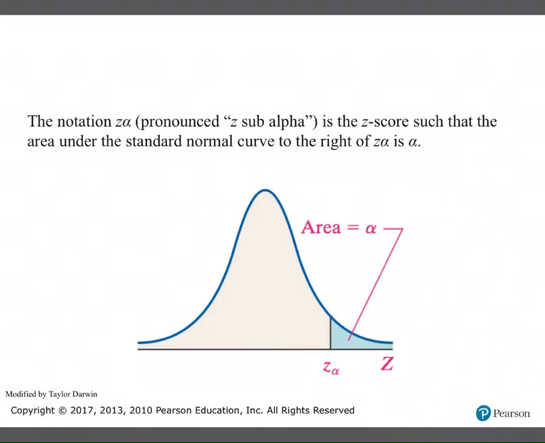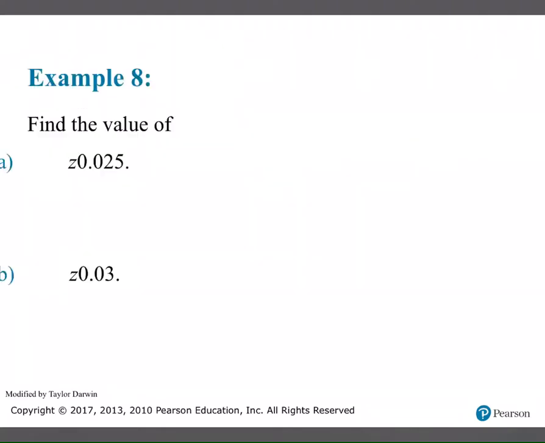Whenever you're given, this is actually supposed to look like Z little fish. It looks like Z, and it's pronounced Z sub alpha. That represents the Z-score to the right, which I know is strange because everything we've been taught up to this point is area to the left, which is true in every case except for Z sub alpha. So we'll look at that a little more in the next slide.